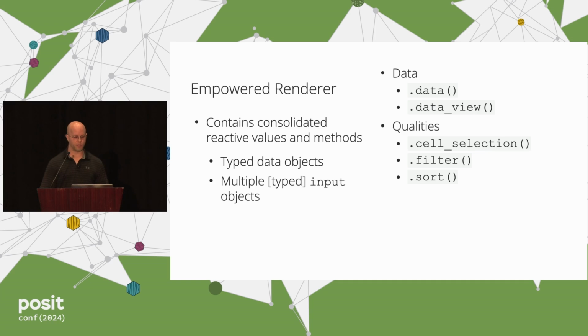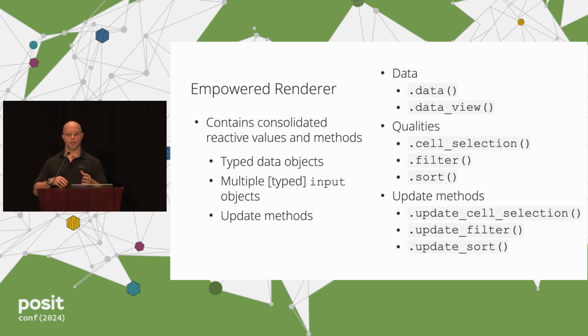You can have multiple input objects, such as what has the user selected for their cells? What filters have they applied? What sorting have they applied? And anything else that we can think of. We can add these there. And similarly, we can have update methods. So rather than trying to find the corresponding update method that isn't attached and just kind of works with what you're doing, it's now fully integrated into your renderer object.